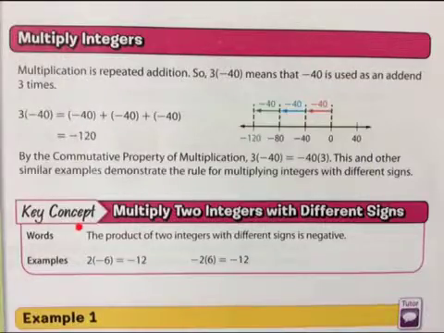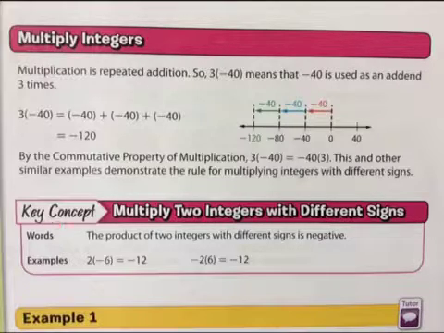Okay, we're going to look at the key concept and also how to multiply integers. What does it mean to multiply integers? Multiplying is repeated addition. So, for example, 3 times negative 40 means 3 of negative 40s, and you know that. Instead of repeated addition, we can also say it's counting by that multiple. This tells us how many times we count by this multiple, which means negative 40 is used as an addend 3 times. Negative 40 plus negative 40 plus negative 40 is negative 120, and you can see how it's drawn out on the number line.